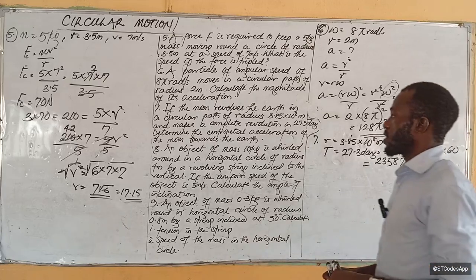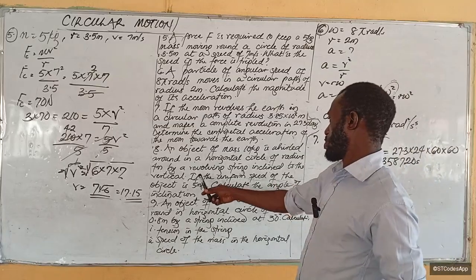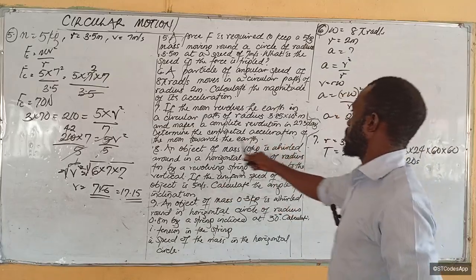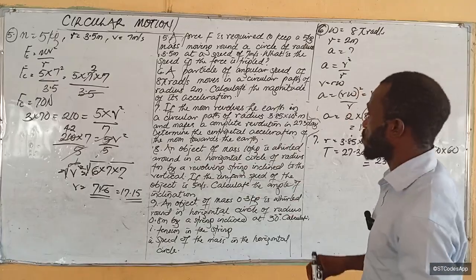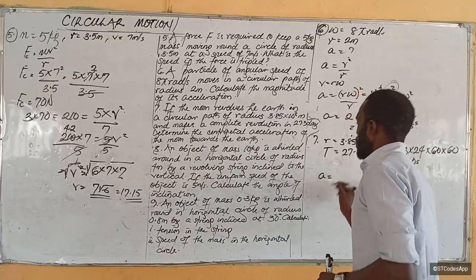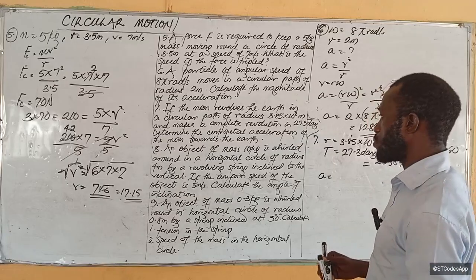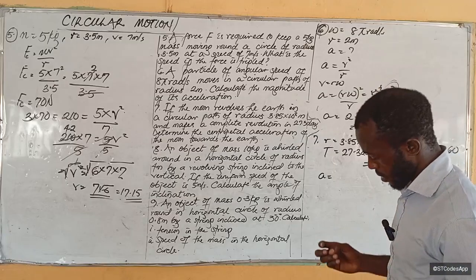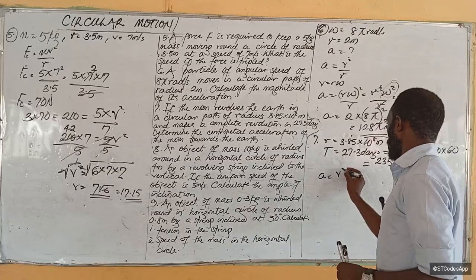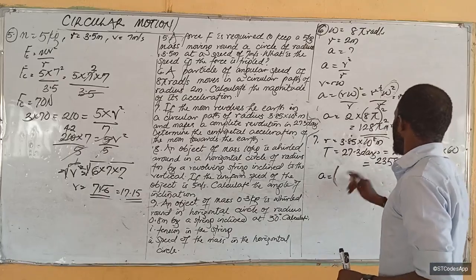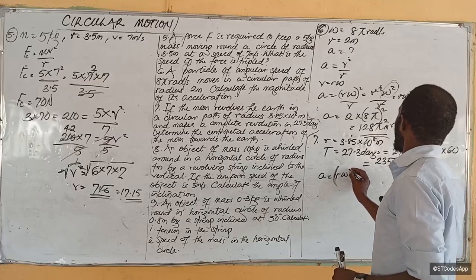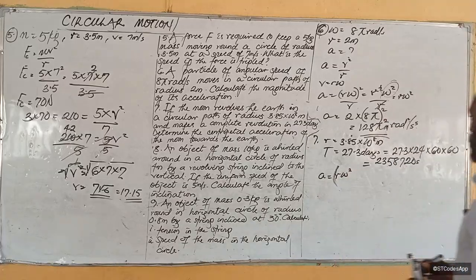Now what do we do from here? So it now says, determine the centripetal acceleration. So a, the centripetal acceleration of the moon towards the earth. So what is a? a is v squared. No, a is R omega squared. So let's use that.